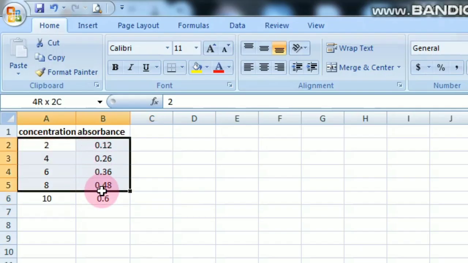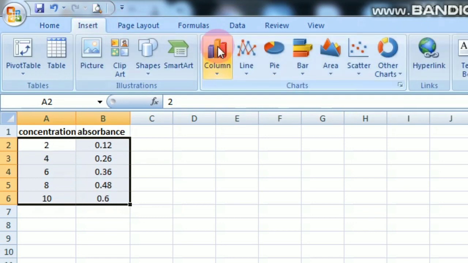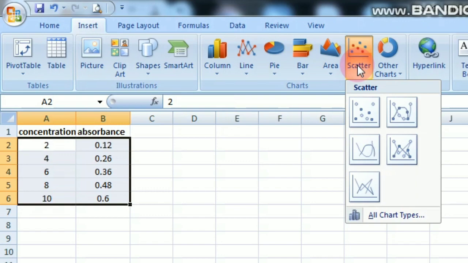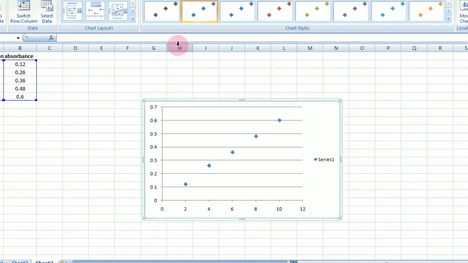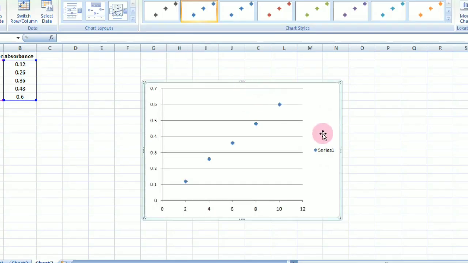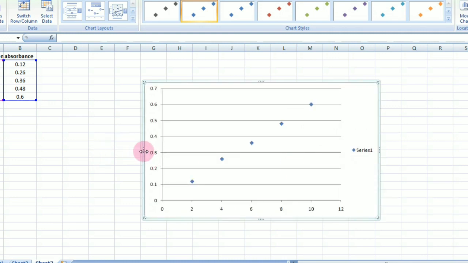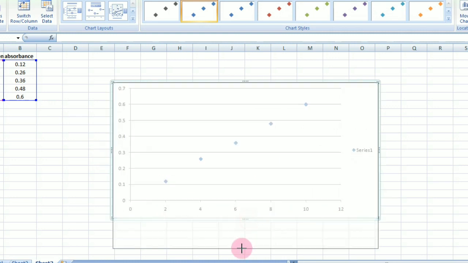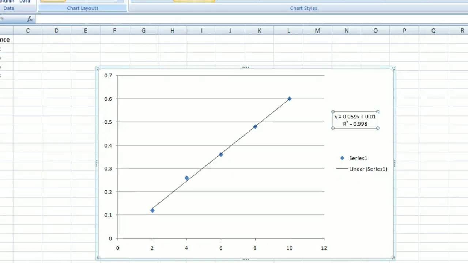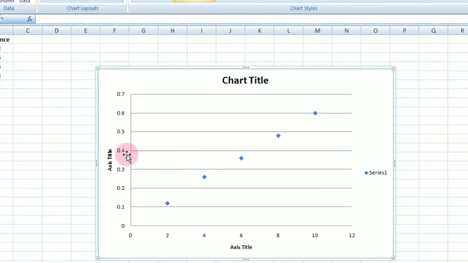I would be selecting the data, then clicking on insert and then on scatter, again on scatter. Then I would be getting a primary graph in this way. Just enlarging it, I have selected this chart layout. So immediately I will be getting this format for adding the title and axis title. Here I am adding the title for x-axis, that is concentration.